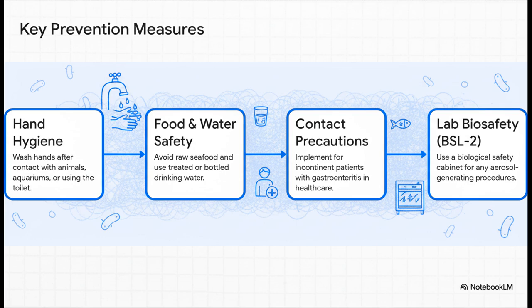Rigorous hand hygiene, especially after you've been messing with your fish tank or handling animals. It's about food and water safety, avoiding raw seafood and making sure drinking water is treated. And for us in the lab, it's strict biosafety level 2 practices, end of story.